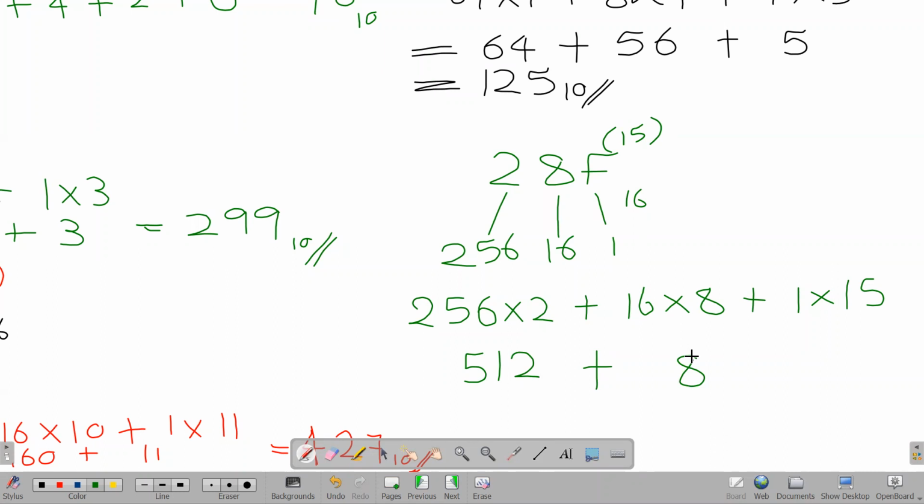which is 128, plus 15, which is going to give you how many? 6 plus 8, yeah, it is 5. 1 plus 2 is 3, plus 1 is 4, plus 1 is 5. And 5 plus 1 is 6. Yeah, 655 in decimal. Right, so that is how things are going to happen.